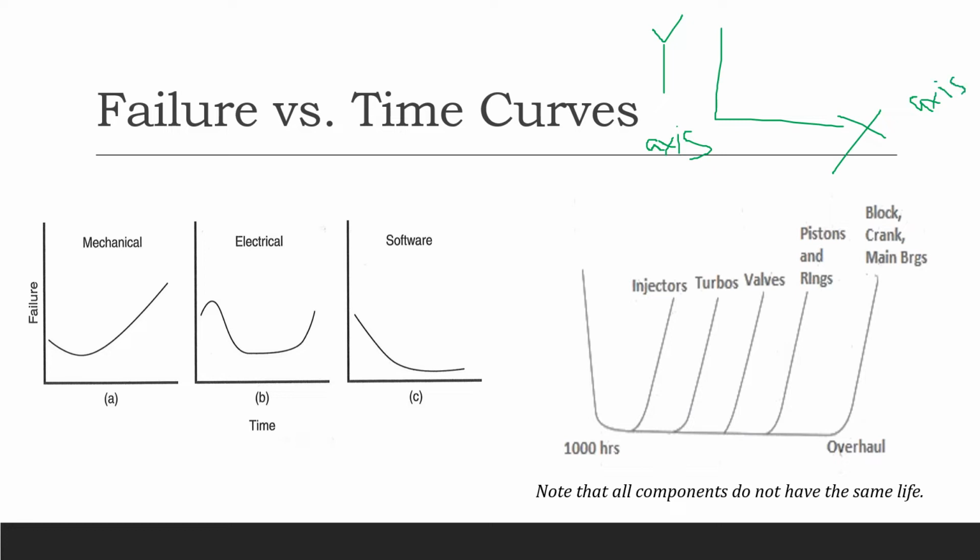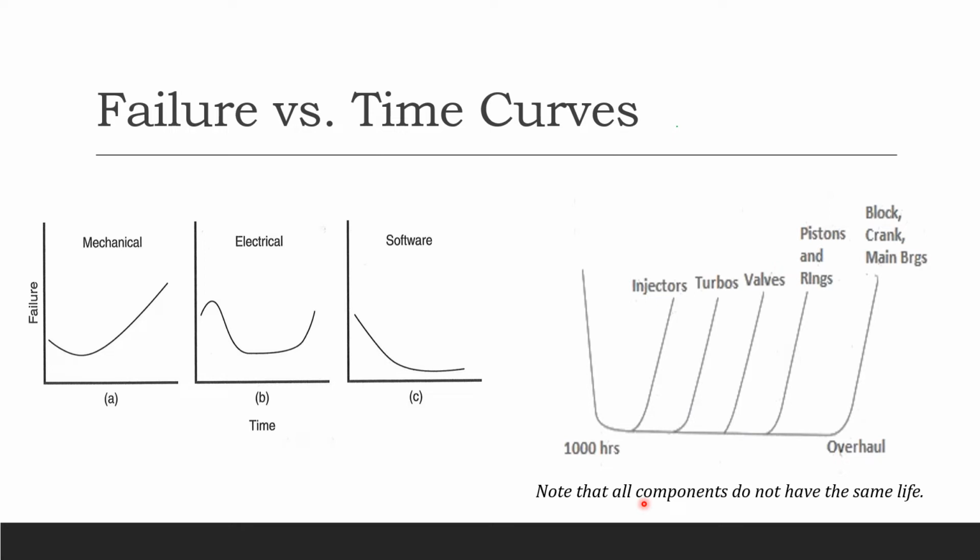Mechanical, electrical, and software: we're looking at the failure. Mechanical goes up as time goes on. Electrical goes up, down, and then up as time goes on. Software goes down as time goes on. Now I'm going to erase this. Let's go to the second graph right here.